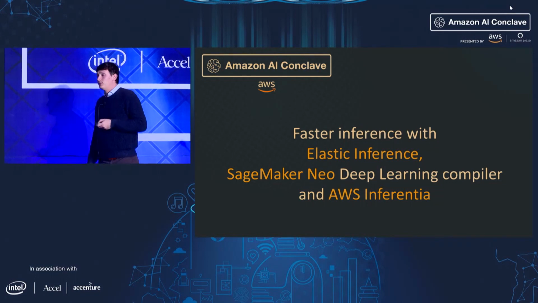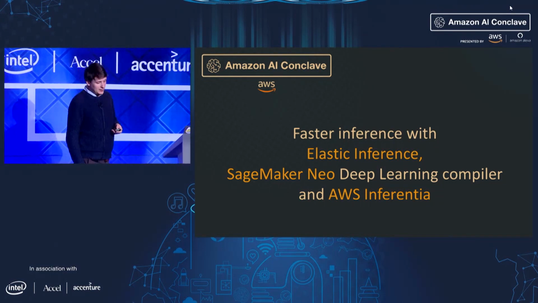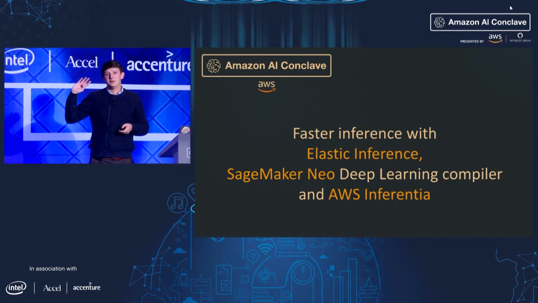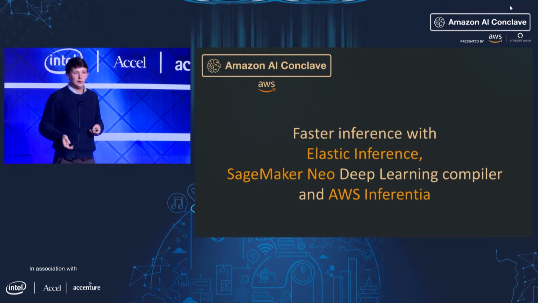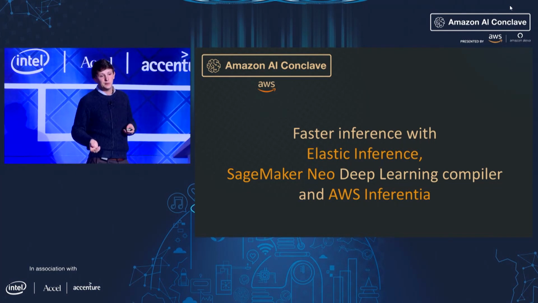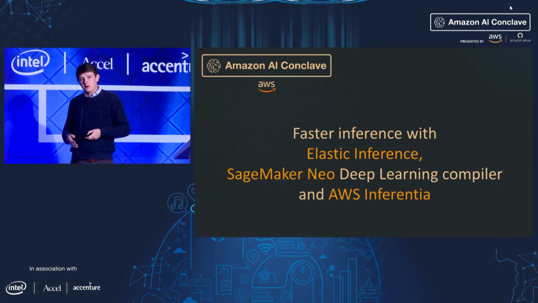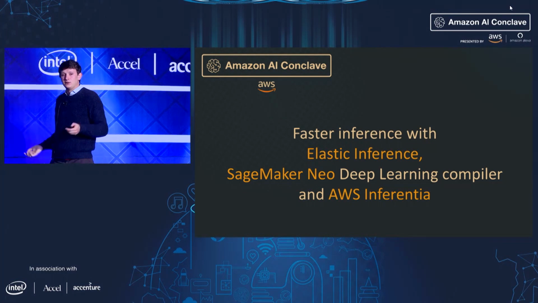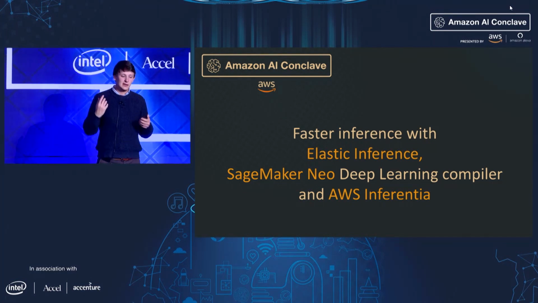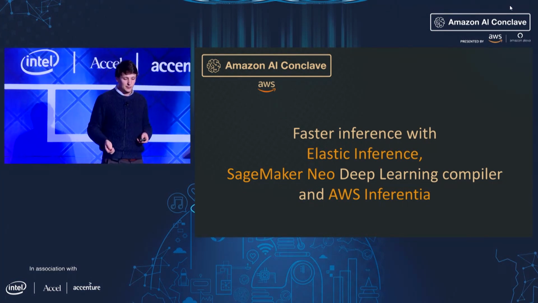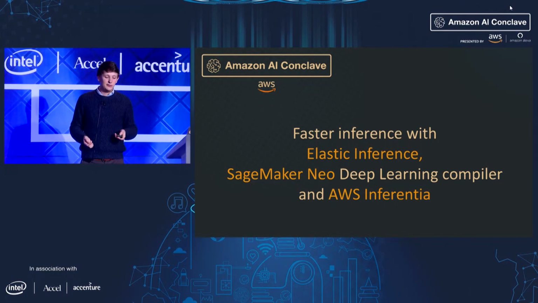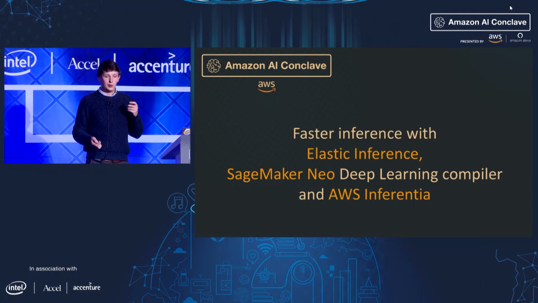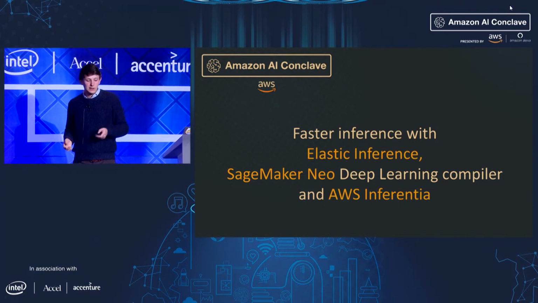So that's for training. What about inference? Cyrus said earlier that most of the money, for example, in the Chick-fil-A example, is spent at inference time. When you have 2,000 stores and you want all these cameras to do inferencing, that's where the big bills are going to come. So we're going to see 3 different things. We're going to see Elastic Inference, SageMaker Neo for compiling these models, and AWS Inferentia.